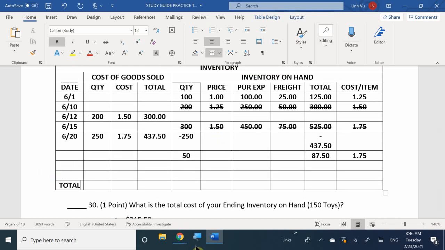So total. How many items did I sell? 450. At what total cost?